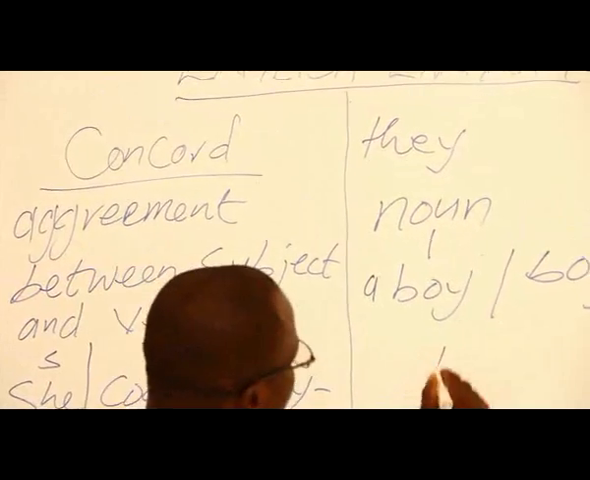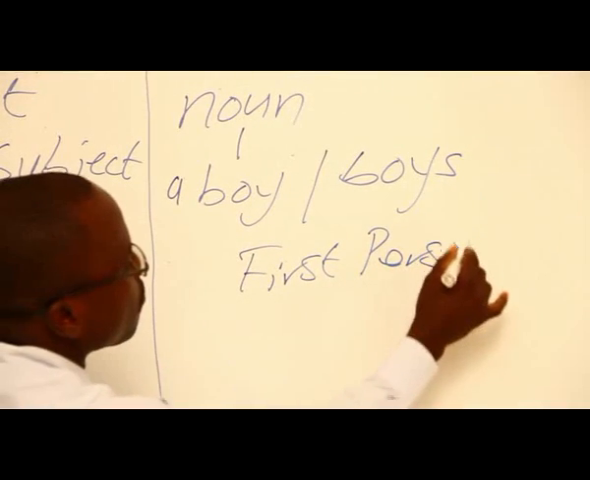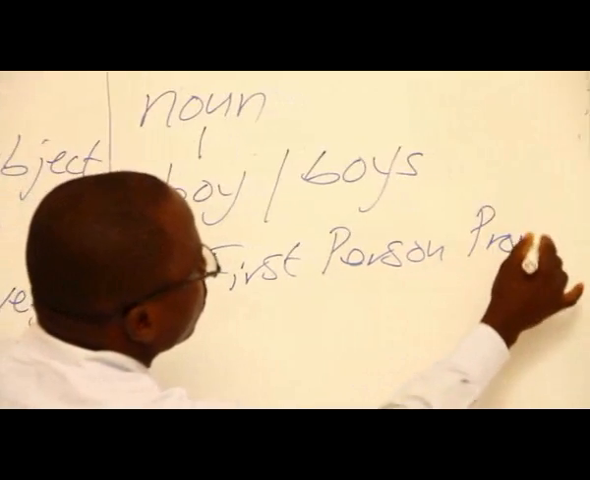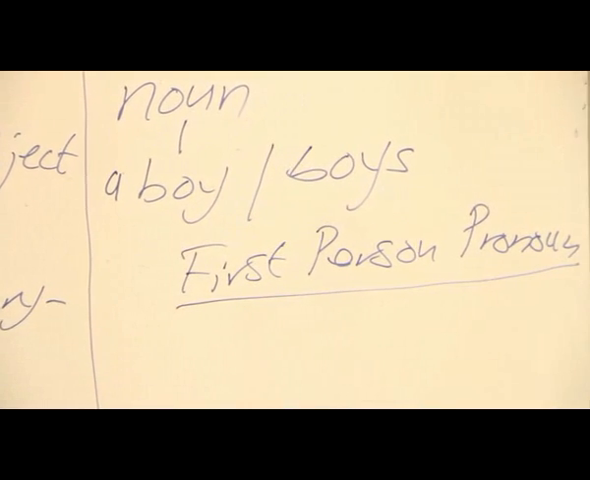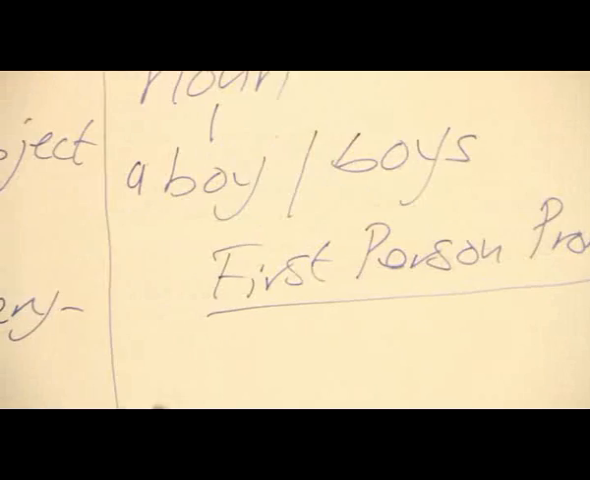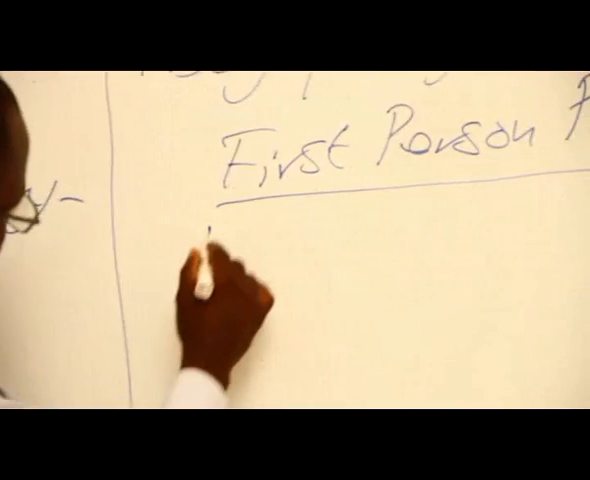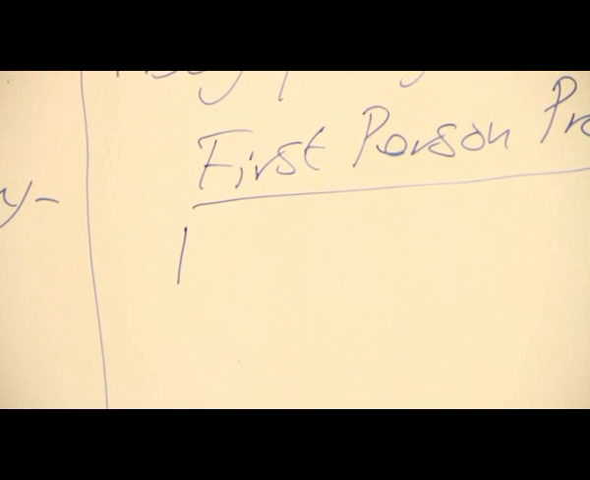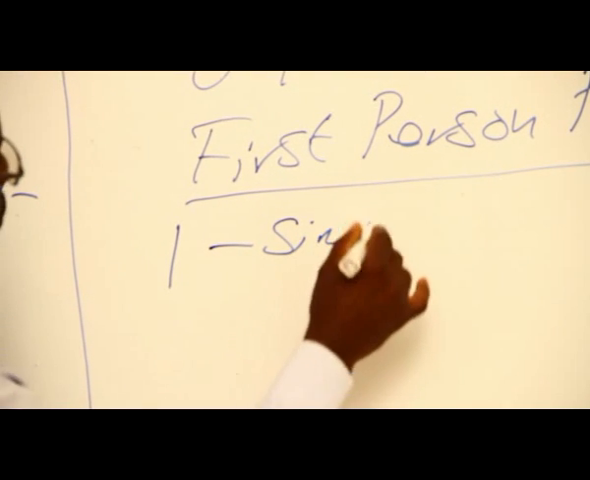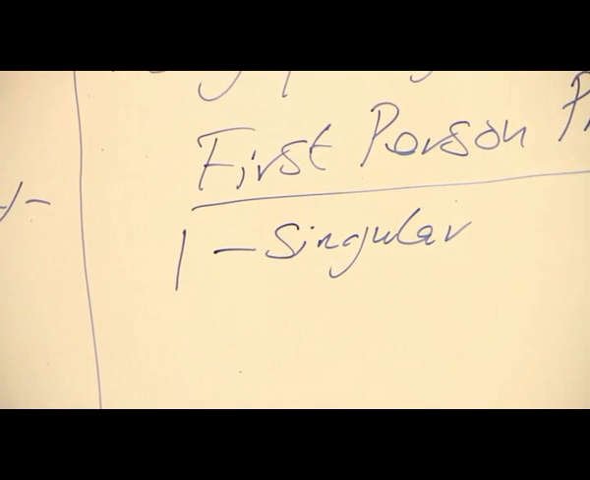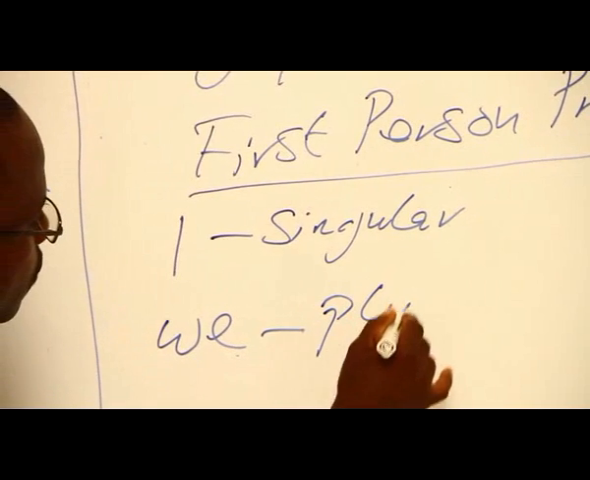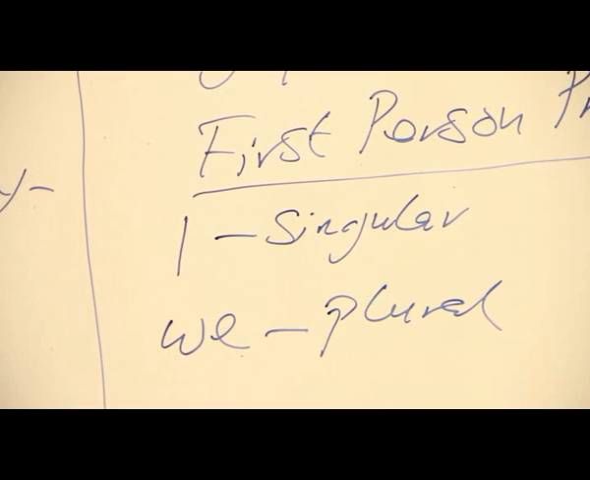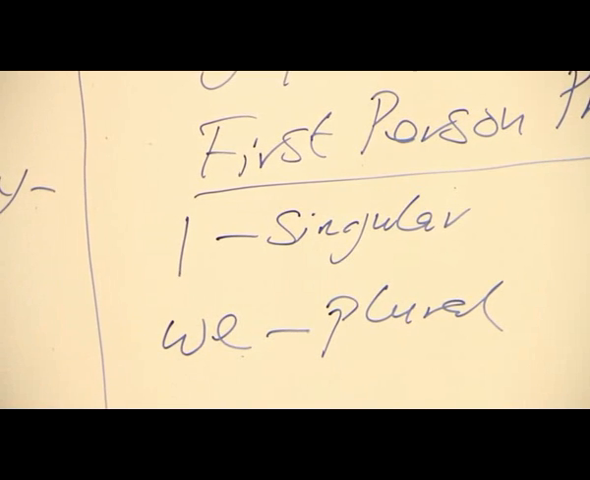Let us take the case of the first person pronoun. What is the singular form of the first person pronoun? We have I. Singular. What about the plural form? The plural form is we. This gives you the number when it comes to the first person pronoun.